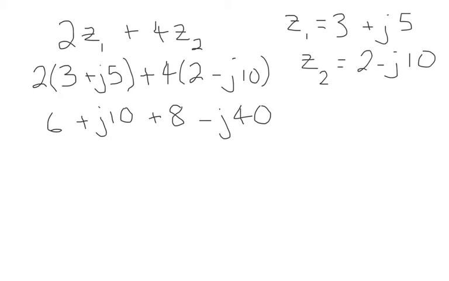That removes the bracket. Now we collect the terms, look for the real terms. 6 plus 8, we have 14. And the imaginary terms, 10 subtract 40 is negative J30.